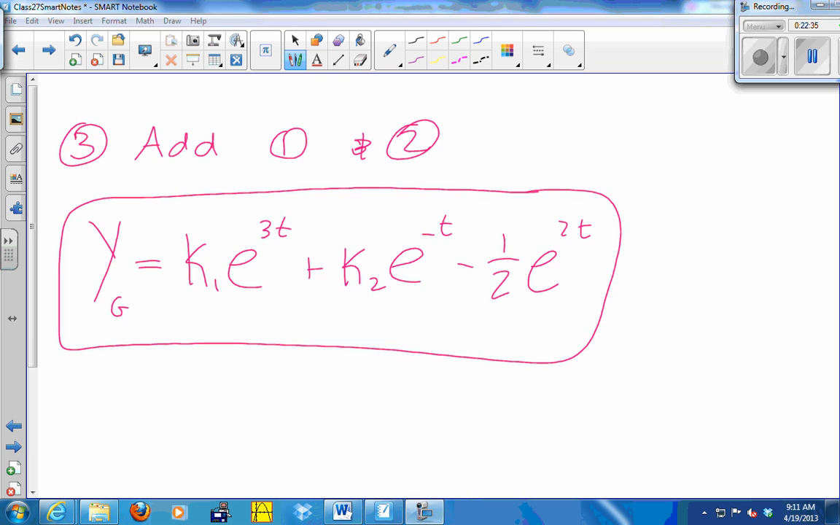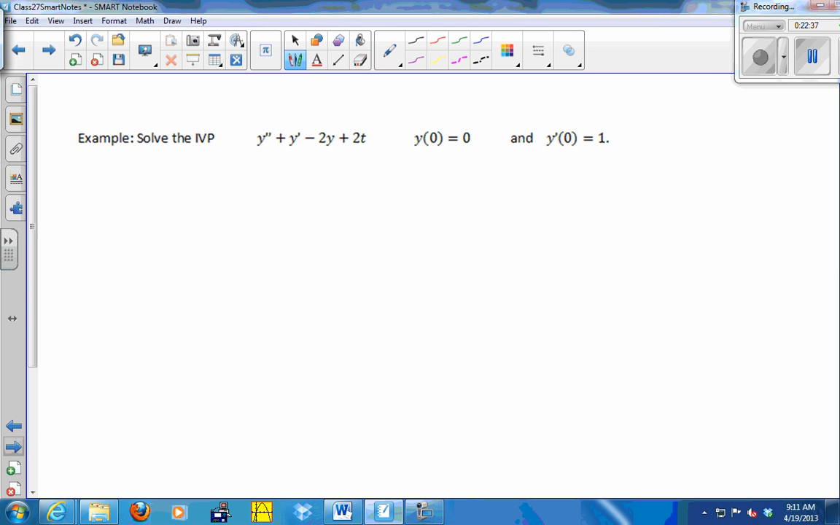All right. Why don't you try this one? I think that's supposed to be an equals, not plus. Equals 2t. So let's do it together.